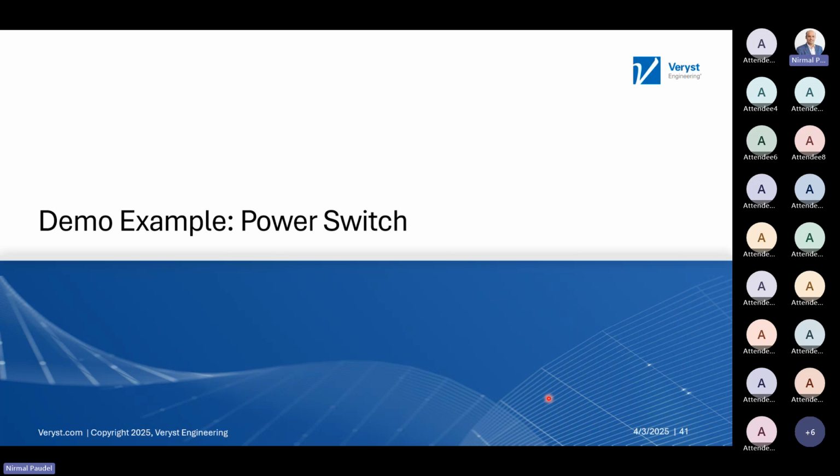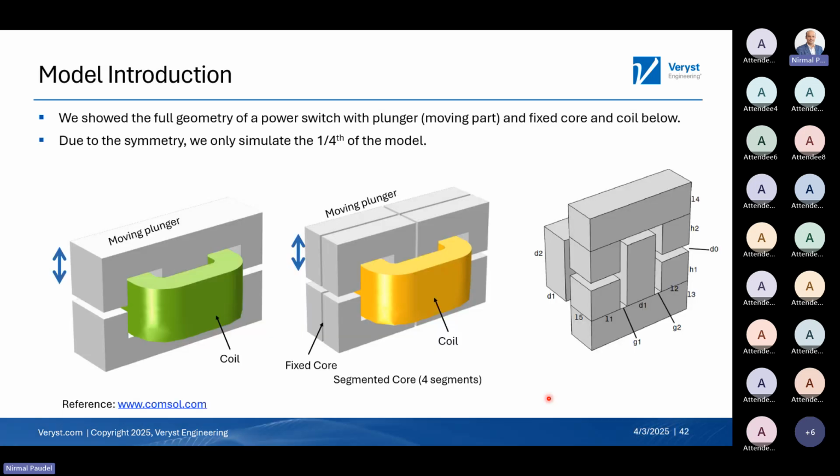All right, so a little bit about the demo example. It is basically a plunger. We have a plunger here on the top, and we have a fixed coil on the bottom. And this is allowed to move as shown by the blue arrow here, up and down. We have a coil that's been energized.